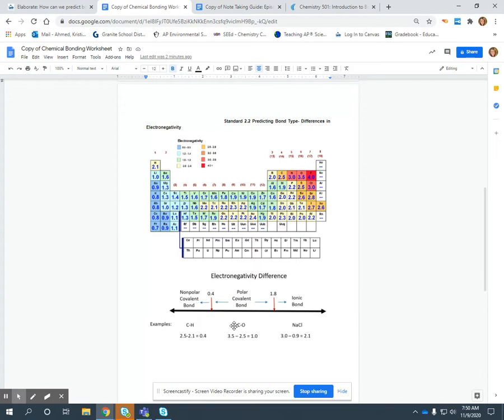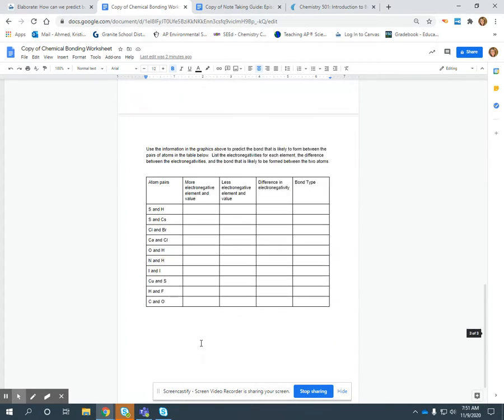Here's an example between carbon and oxygen where the electronegativity difference is 1.0. That would be classified as a polar covalent bond because it falls between 0.4 and 1.8. And our final example here between carbon and hydrogen is going to be a non-polar covalent bond because this is an electronegativity difference of 0.4. So 0.4 and below is a non-polar covalent bond.